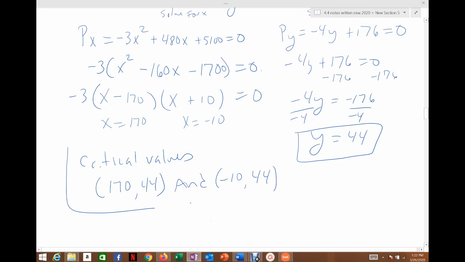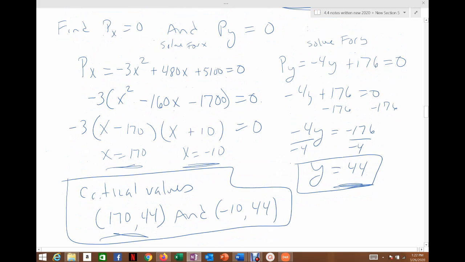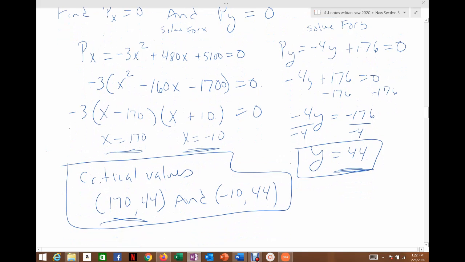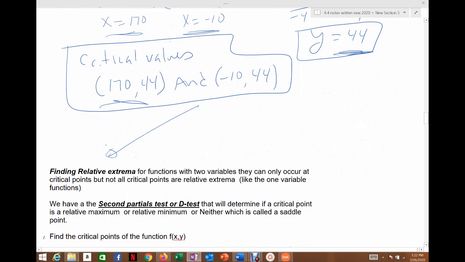And so I've got two critical values because I got two x values. Now y is always 44 in both critical values, but I have two critical values because I got two x values out here. So that means this function has critical values at (170, 44) and (-10, 44), which may or may not be maxes and mins. Those would be the next set of notes, determining if they're maxes and mins. That is where we'll pick this up next time, so we'll stop there.